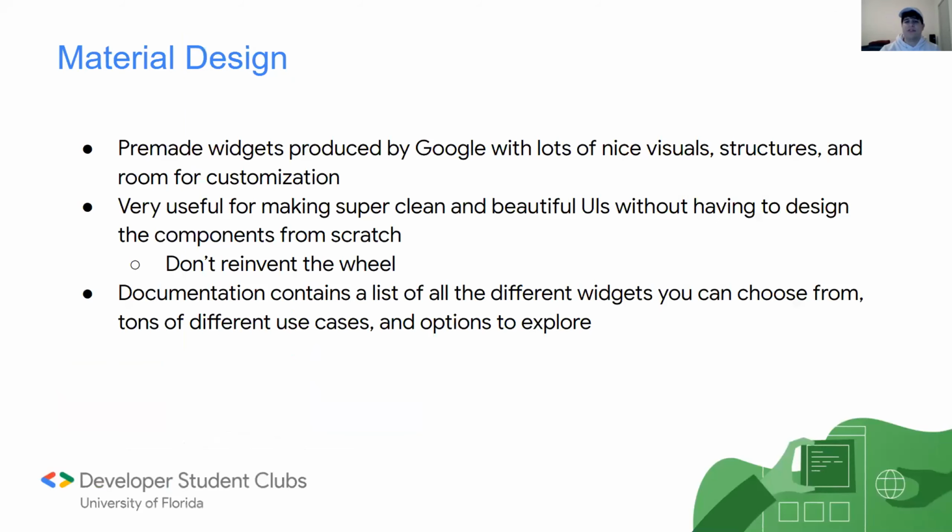Let's talk about material design because that's something that I touched on before. Essentially, it's the library that has a bunch of pre-made widgets that's actually produced by Google with lots of nice visuals, structures, and different rooms for customization. So I absolutely love UI libraries. For Flutter, material design is very modern and it can get you far just using the base widgets. And it'll even let you customize it further, like I said, which is even greater.